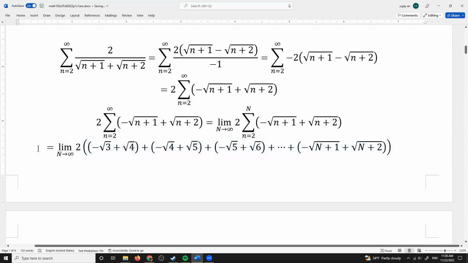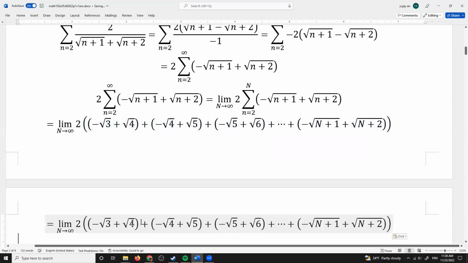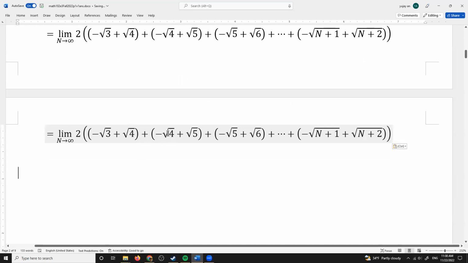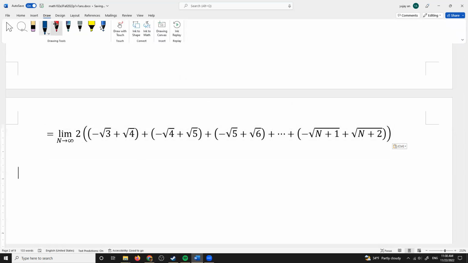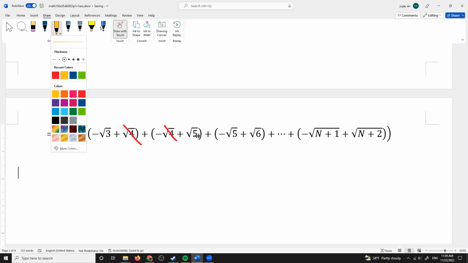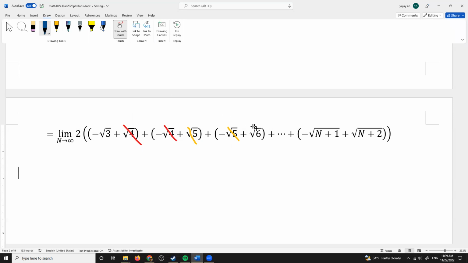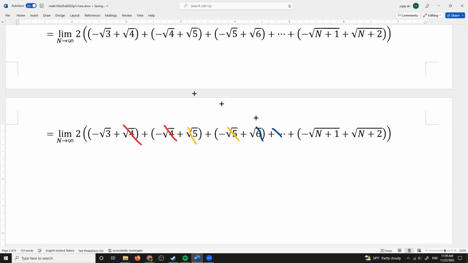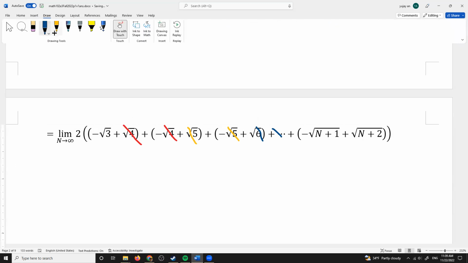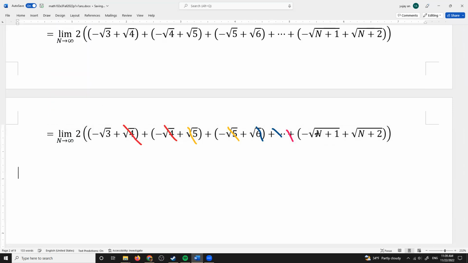All right. So now, if you see this, you see that some things are canceling. So you see that 4 and -4 will cancel. So these two will cancel. And then square root of 5 and square root of 5 will cancel. And then square root of 6, and then eventually something will cancel here, and then something right before this will cancel with this one, right?